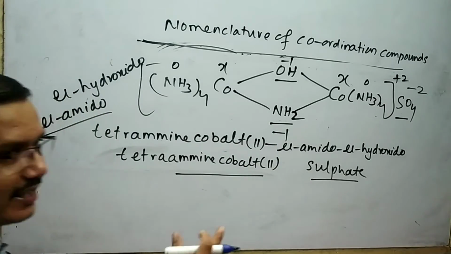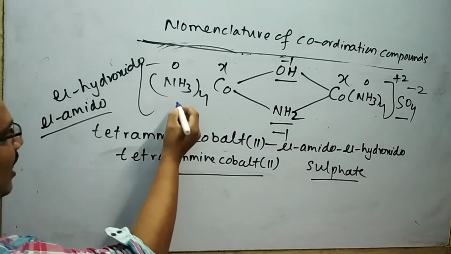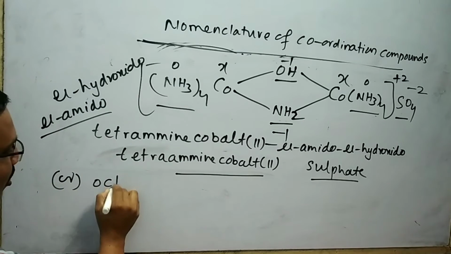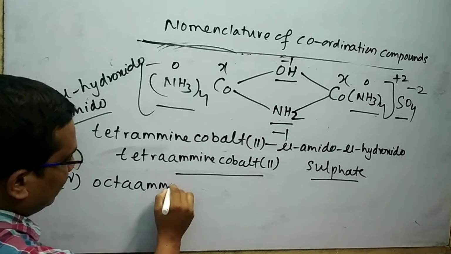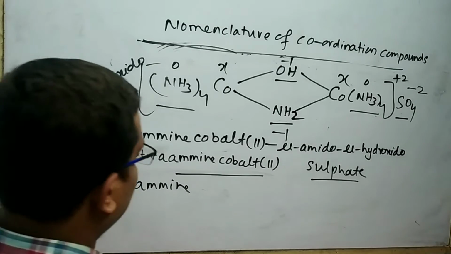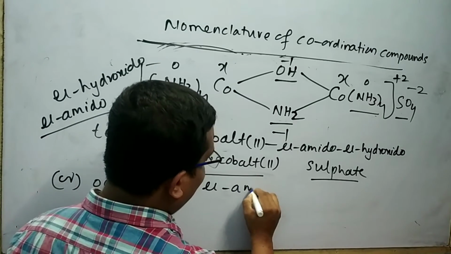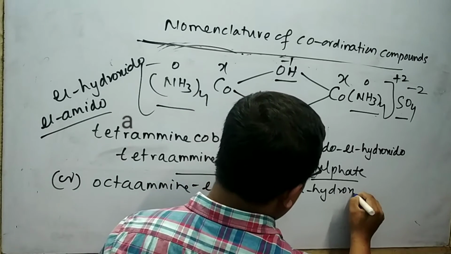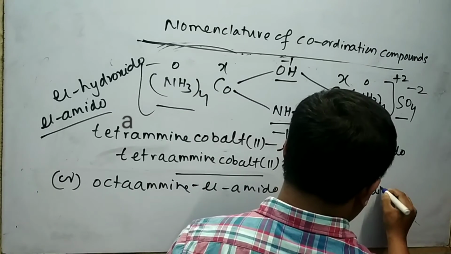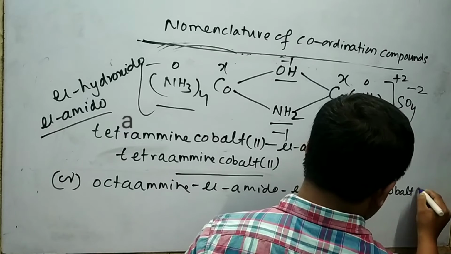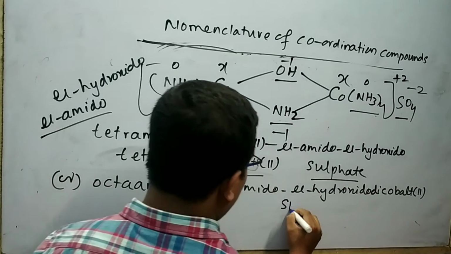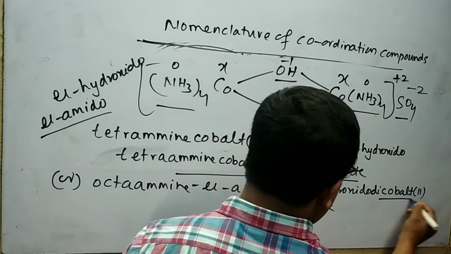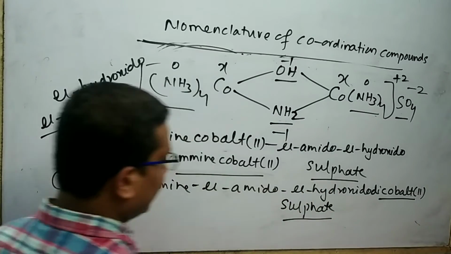I can also write a short name for this compound. There are 8 NH3 present, so I can write octaamine mu amido mu hydroxido dicobalt II sulfate. There is a space between cobalt II and sulfate.